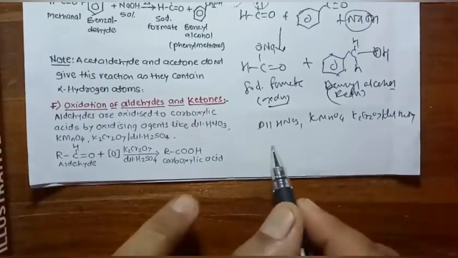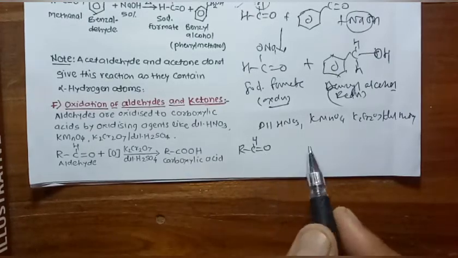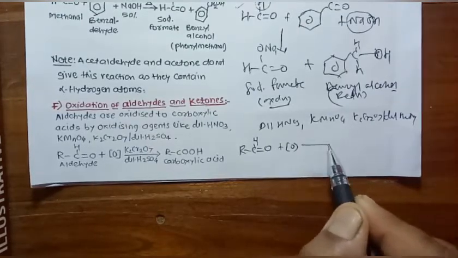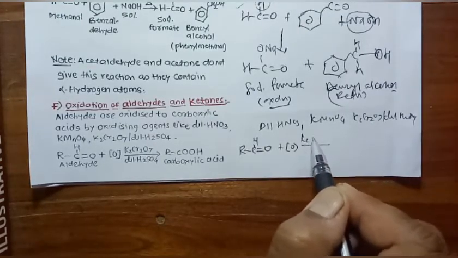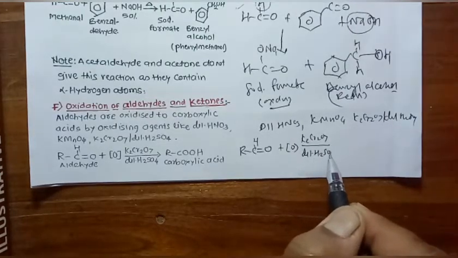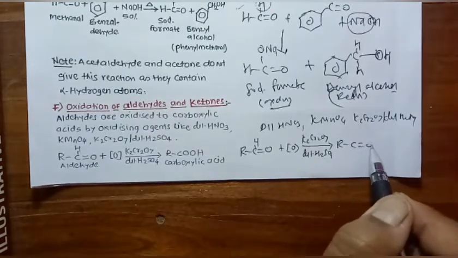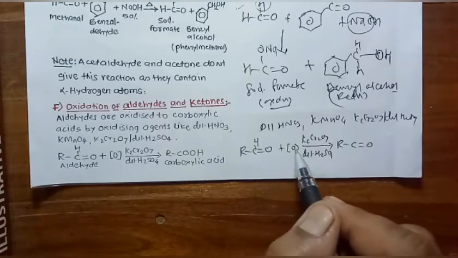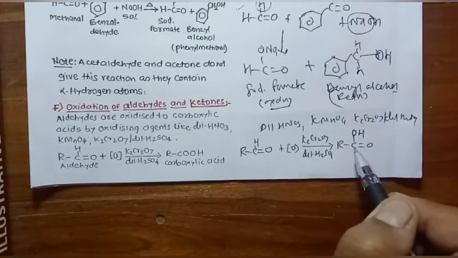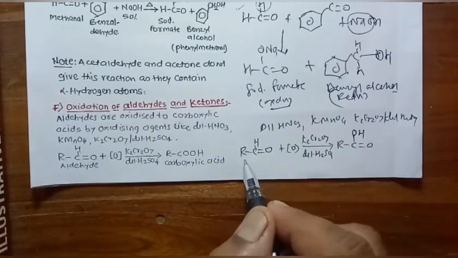Here, the general reaction is like this. When an aldehyde is oxidized, meaning addition of nascent oxygen, by using K2Cr2O7 and dilute H2SO4, acidified potassium dichromate, the reaction takes place like this. This oxygen atom combines with this H, forming an OH group, and this OH group is attached to this carbon atom.